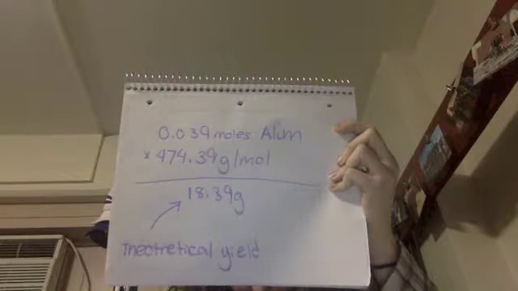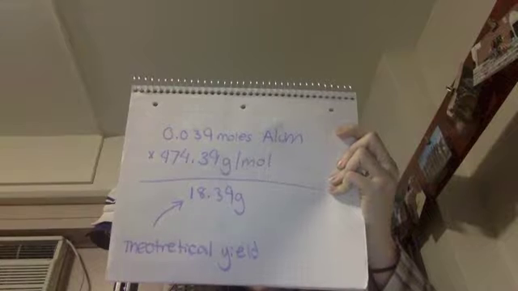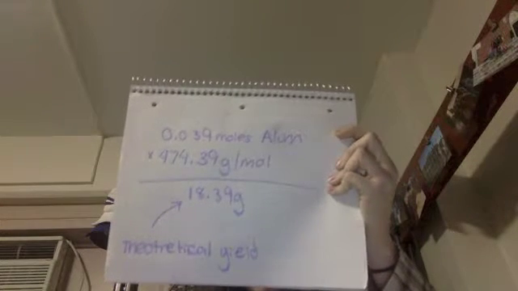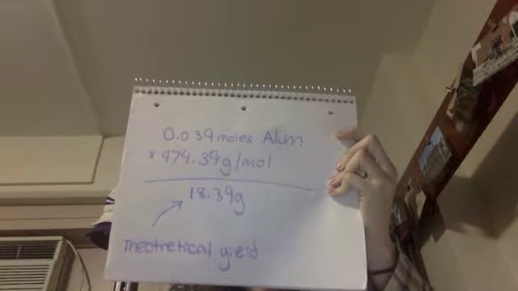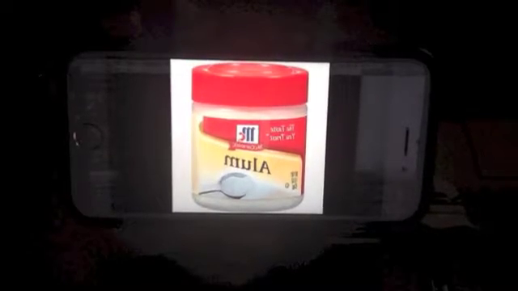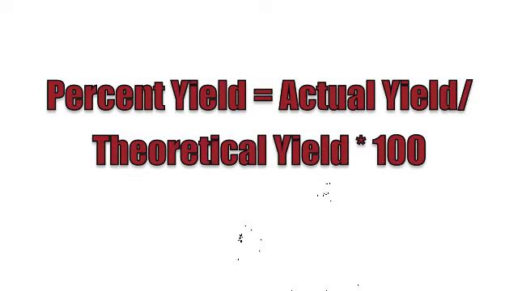This means that the reaction should produce 0.039 moles of alum, which is equivalent to 18.4 grams. This is the theoretical yield of the reaction. When the alum salt produced in lab was weighed, the weight was 16.71 grams. This is the actual yield of the reaction. To calculate the percent yield, the actual yield is divided by the theoretical yield, and then that decimal is multiplied by 100 to get a percentage. For this experiment, the percent yield was calculated to be 90.8%.